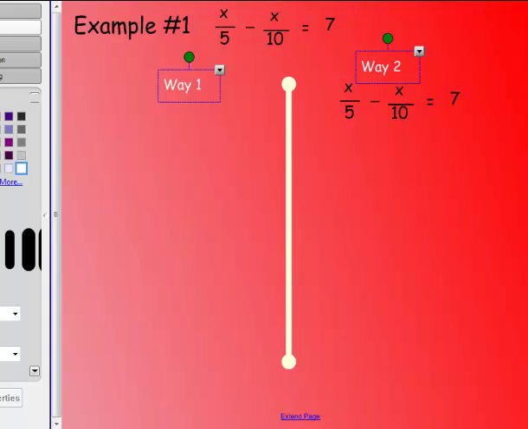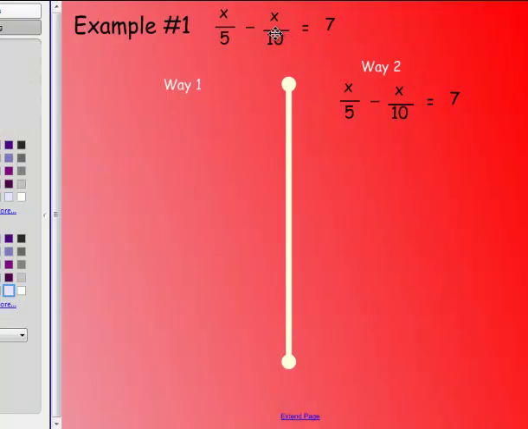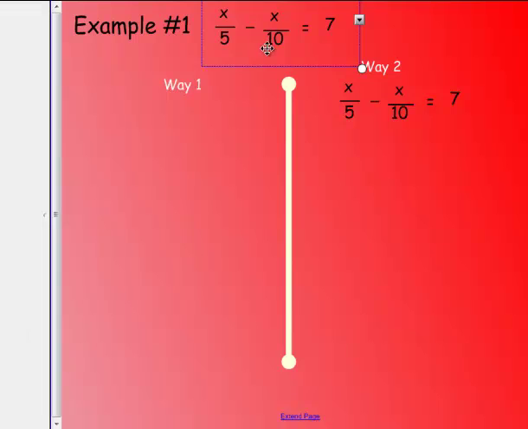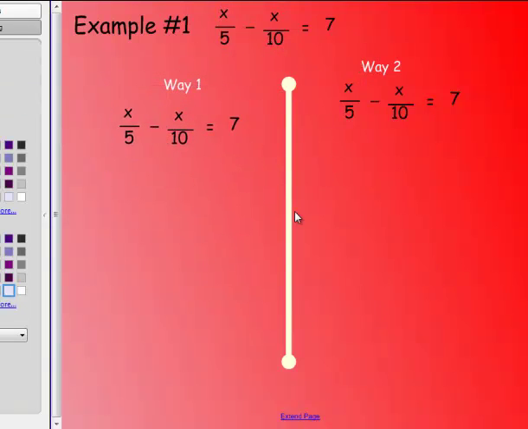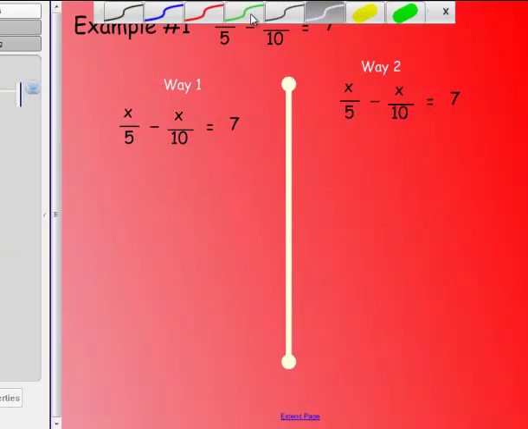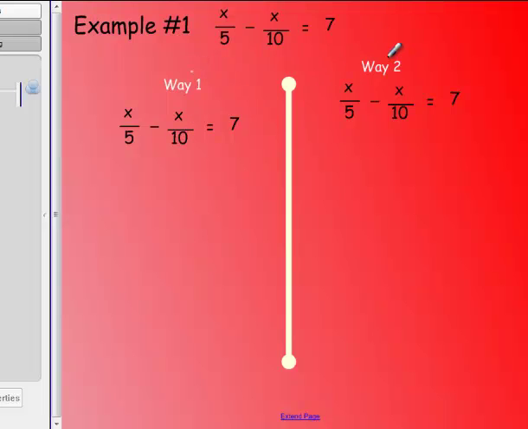All right, so here we are. We're going to start off with a baby one. And there are two ways to do this. Way one or way two. And I don't care which way you pick, whichever makes more sense to you. I prefer the second way, and you probably will too once you see it.